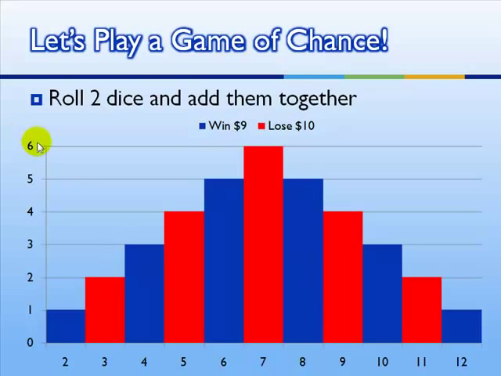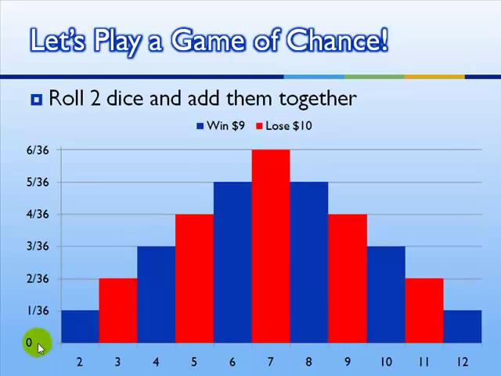Instead of the frequency, let's talk about probability. So 1 out of 36, 2 out of 36, 3 out of 36, and so forth. 7 is the most likely roll. There are 6 ways of rolling a 7 with dice. So 6 out of 36, or 1/6 chance of rolling a 7.